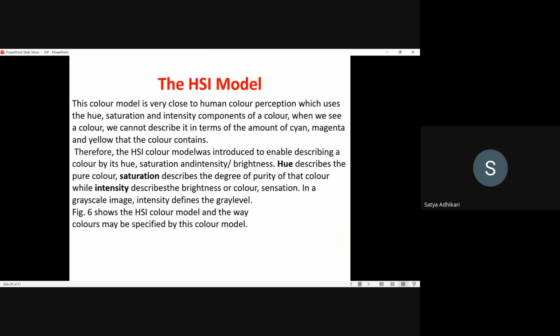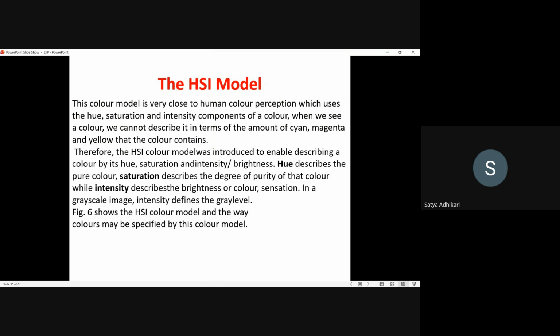So the HSI color model is very close to human color perception, which uses the hue, saturation, and intensity components of color. When you see a color, we cannot describe it in terms of the amount of cyan, magenta, and yellow that the color contains. We cannot tell how much cyan, magenta, and yellow is mixed in it. Therefore, the HSI color model was introduced to enable describing a color by its hue, saturation, and intensity or brightness.